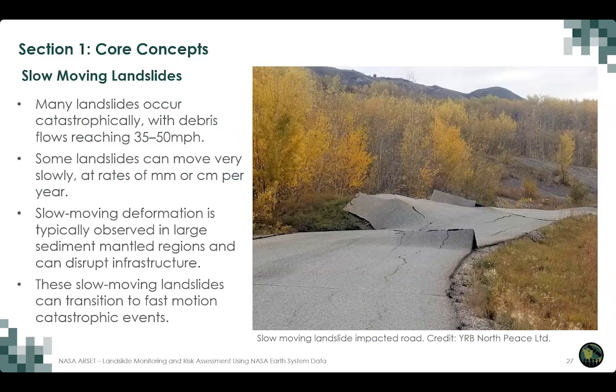And you can see here an image of a road that originally ran through unimpinged by a landslide, but the slow movement of this hill slope from left to right has gradually broken that road apart and damaged it. So these are still damaging events.